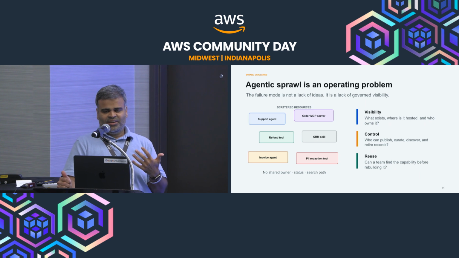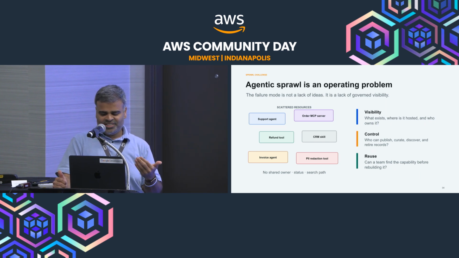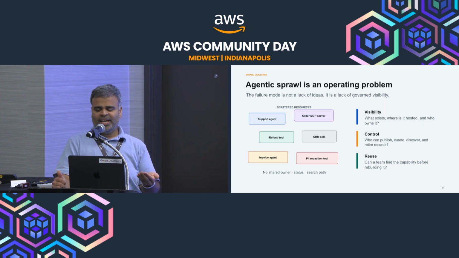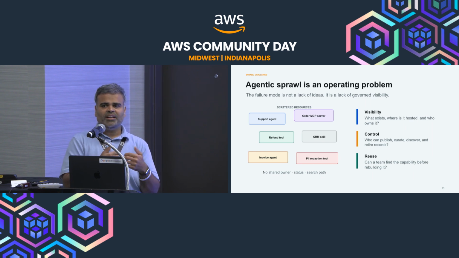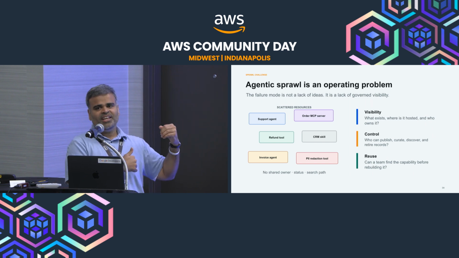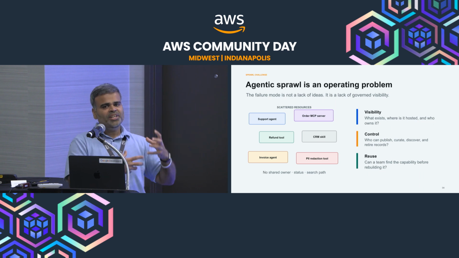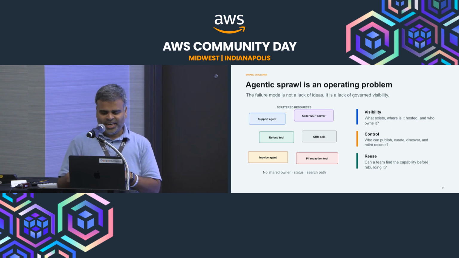Where do these exist? Who manages these? Who can publish them? Who can curate them? And then reuse: how do I discover, if I'm trying to build, let's say, a code review MCP server, whether there is something existing in the enterprise instead of building it for my own team?